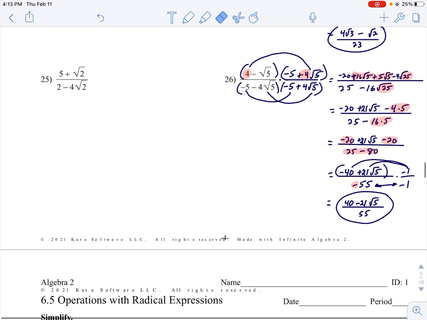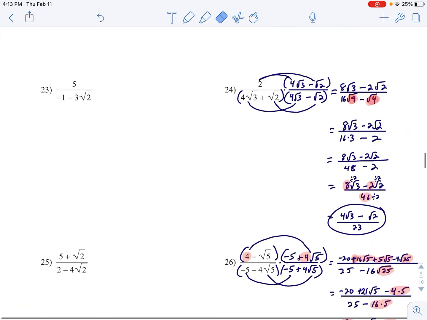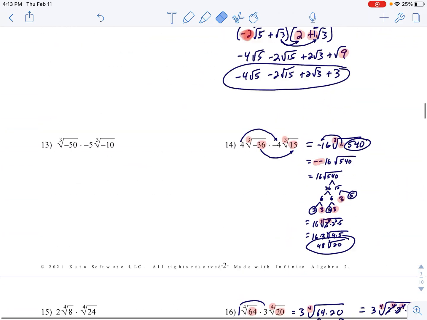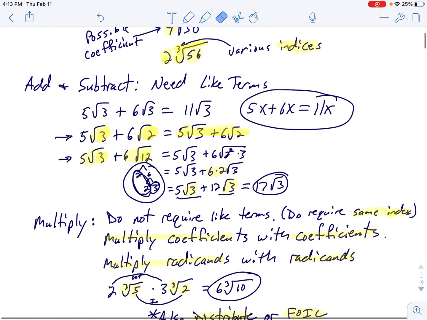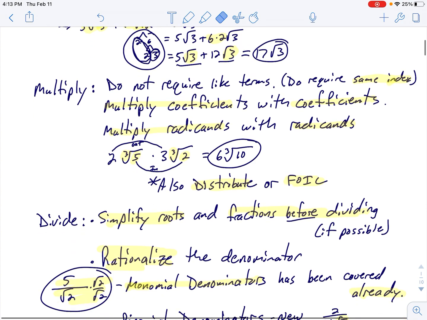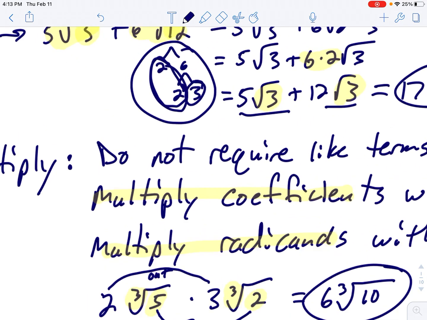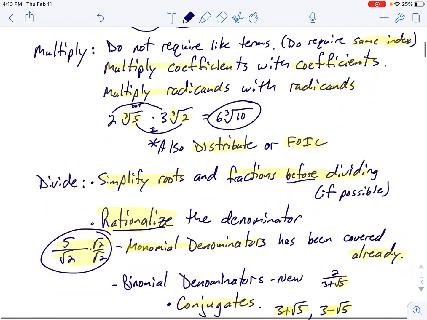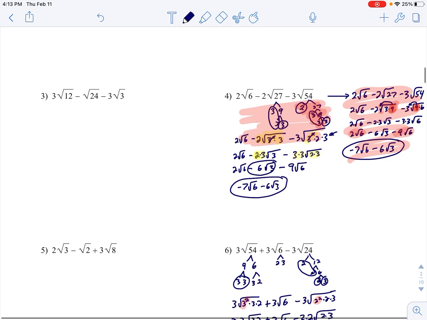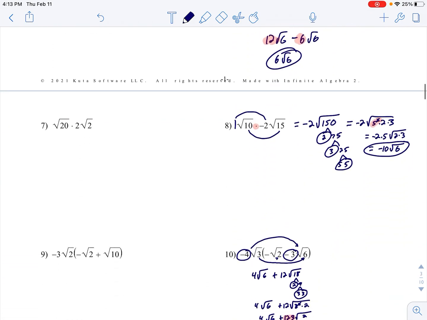Okay, gonna stop there. It's been a long, long lesson. You're basically learning how to add, subtract, multiply, and divide. Dividing is really this process called rationalizing. But so much involves simplifying roots with this whole tree process that it takes us what should be a simple problem and just makes it really long.